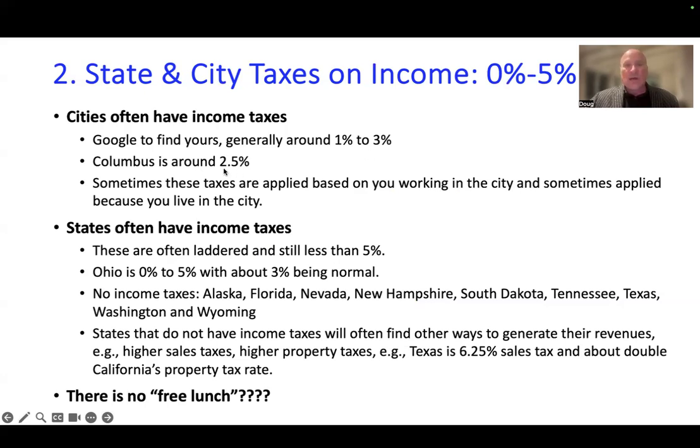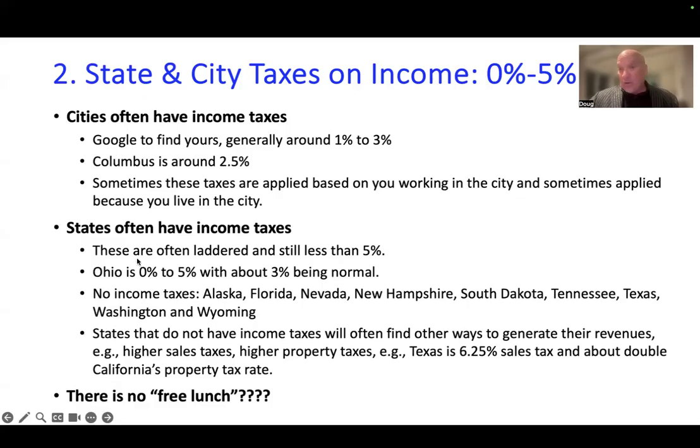It's generally going to be around 1 to 3%. Where I live in Columbus, Ohio, my particular tax bracket in the city of Columbus is about 2 to 2.5%. Sometimes, city taxes are kind of weird. Sometimes those are applied based on you working in the city, but you may live outside of the city. And sometimes they're applied because you live in the city, but work outside of the city. It all depends upon how the taxes are being applied. And like I say, it's generally around 1 to 3% for city taxes.